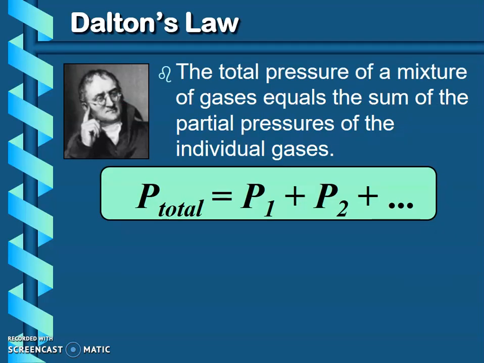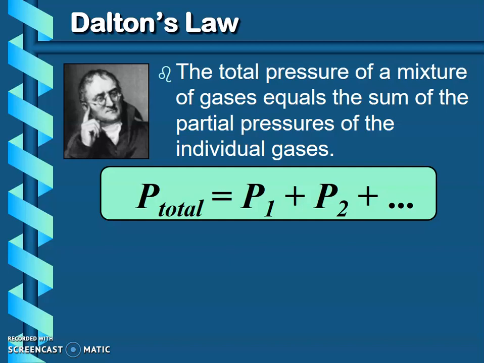Okay, so Dalton's law states that the total pressure of a mixture of gases is equal to the sum of the partial pressures of the individual gases. So what that means is that if you have a container with a mixture of gases inside of it, if you add the pressure of each individual gas, you will get the total pressure within the container. And using our algebra skills, if we know the total pressure of the container and we know the pressure of one of the gases, we can figure out the other gas.